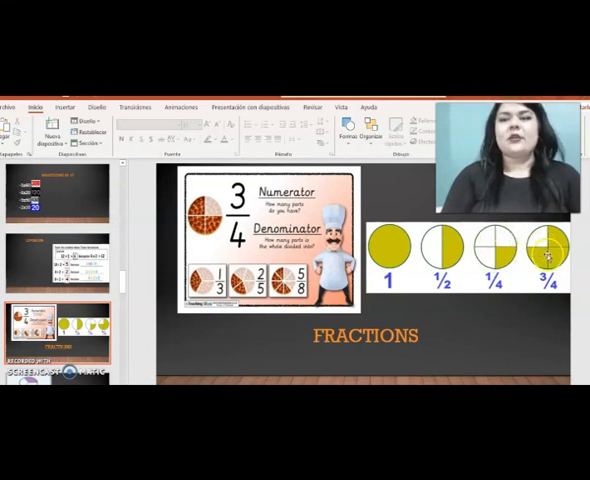My last example is 3/4. 3 because I color 3 parts. And 4 because it is the total of parts that I divide the whole unit into. Okay.